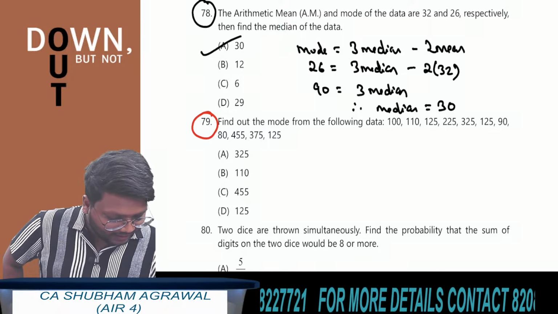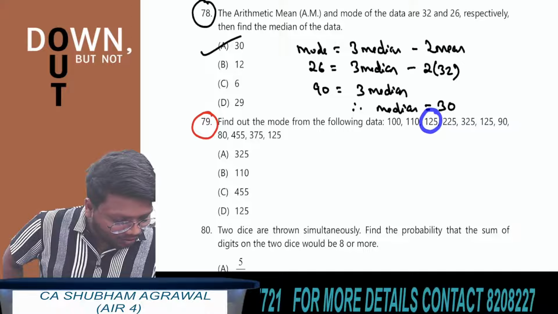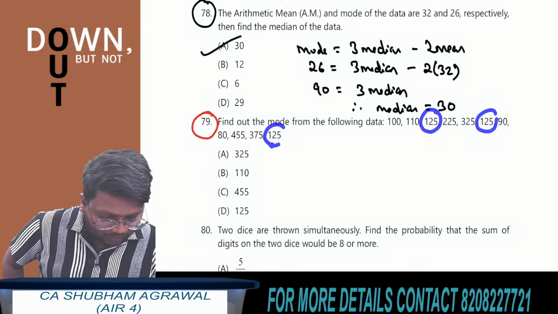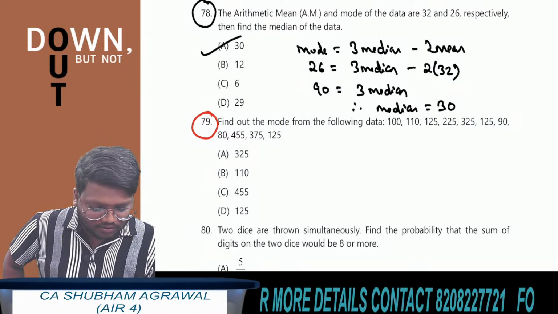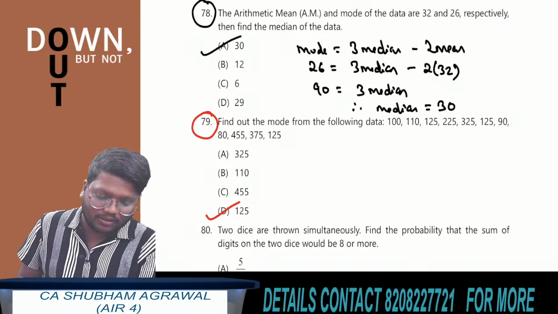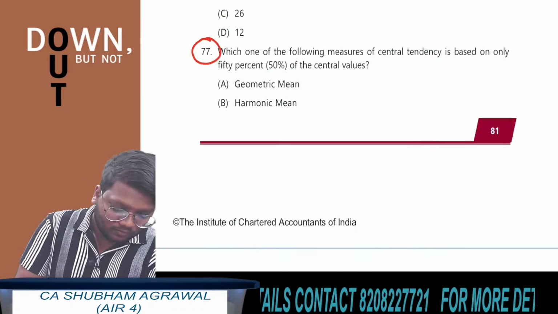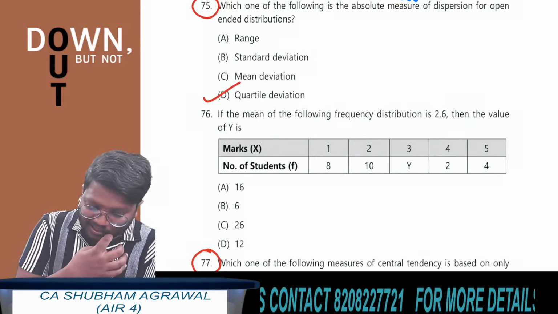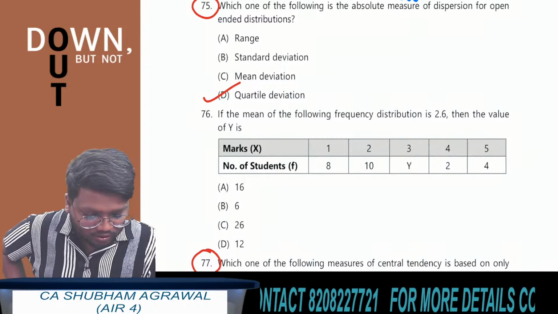Here you can see that 125 is occurring for 1 time, 2 times and 3 times. Okay, 125 is the observation which is occurring maximum number of times. 125 is the answer for question number 79. Okay. Question number 76. This question is also a very simple question.